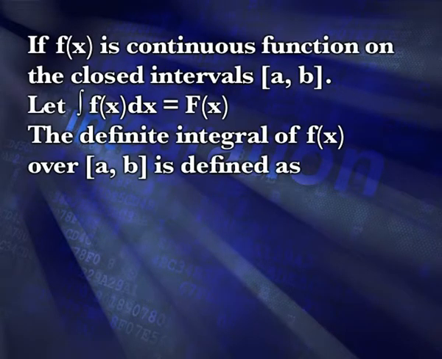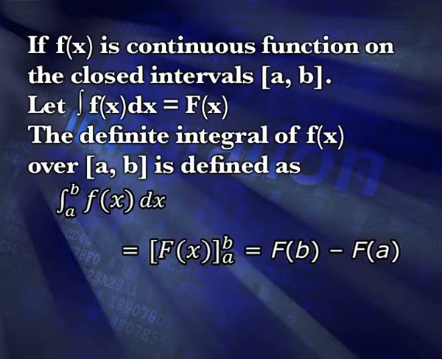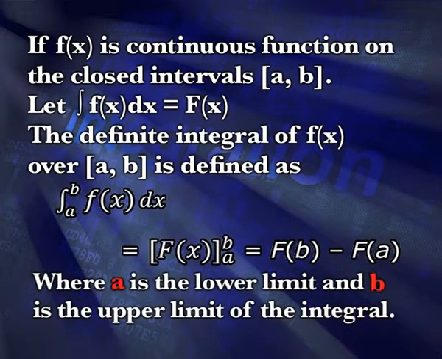If f(x) is a continuous function on a closed interval [a, b], let the integration of f(x) dx be equal to capital F(x). The definite integral of f(x) over the interval [a, b] is defined as the integration from a to b of f(x) dx, which is equal to F(x) going from a to b. So that implies F(b) − F(a), where a is the lower limit and b is the upper limit of the integral.